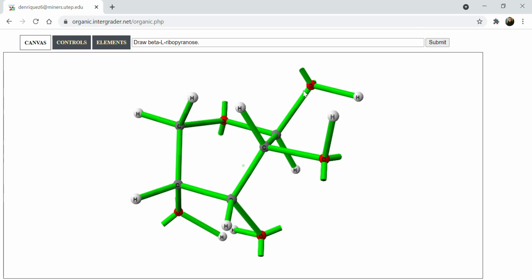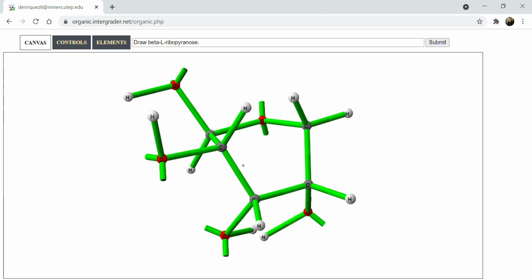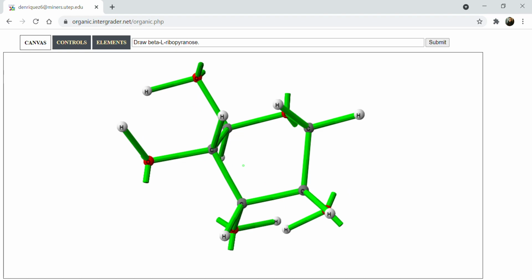Okay, so I have beta, and I've got all of them facing down because they're all on the right. And then lastly, I'm going to press mirror. Don't want to forget that. And I'm going to leave it like this and hope for the best.